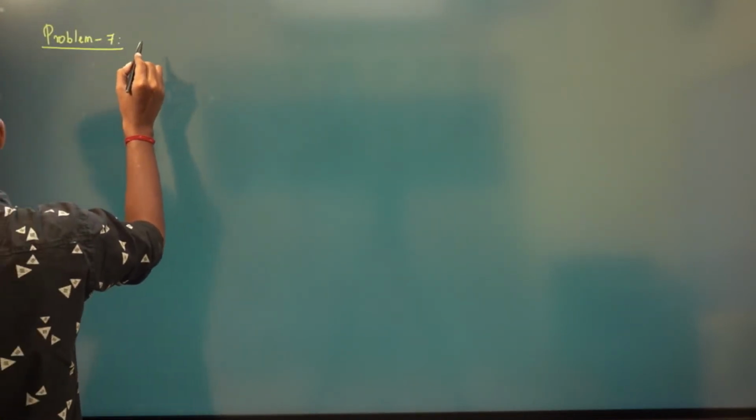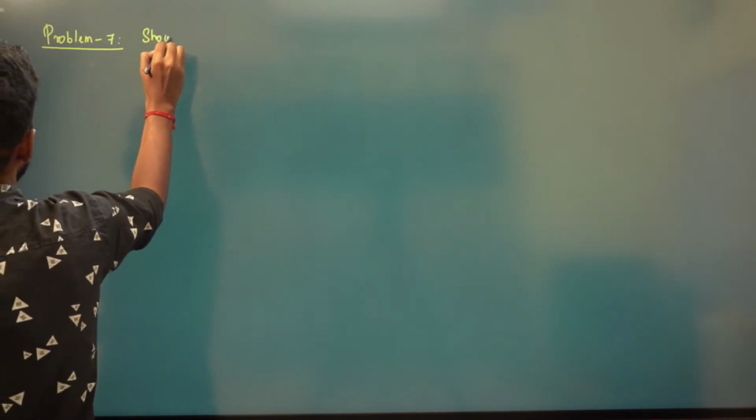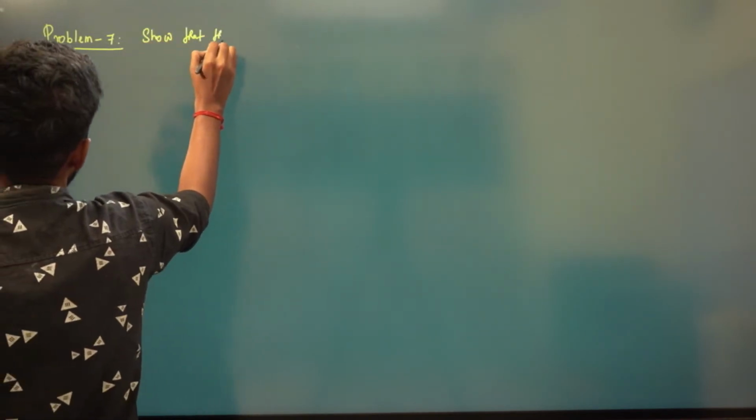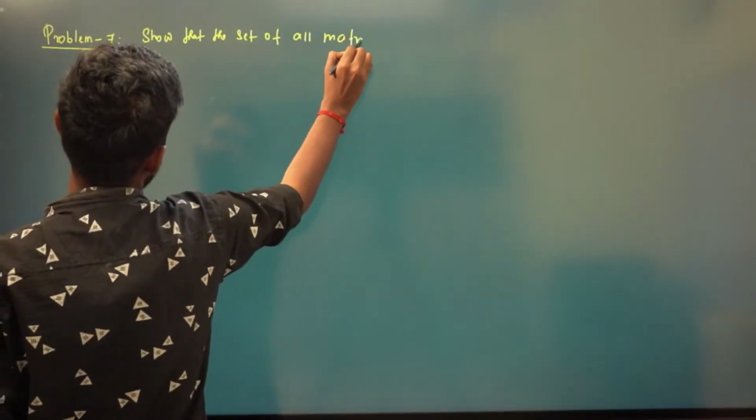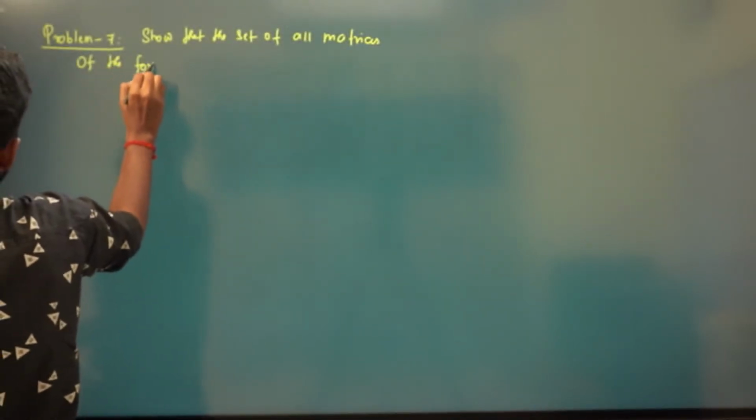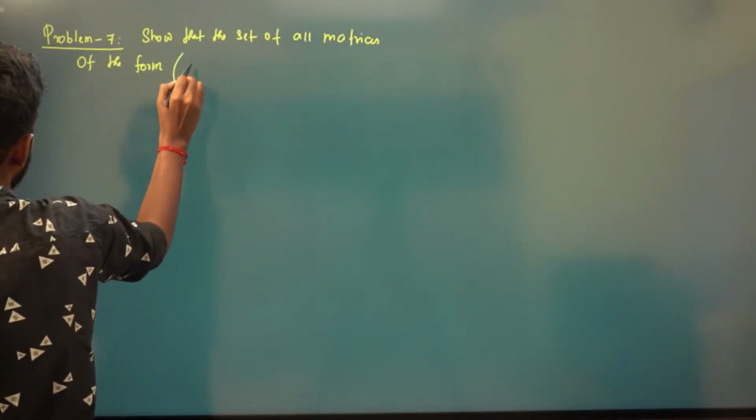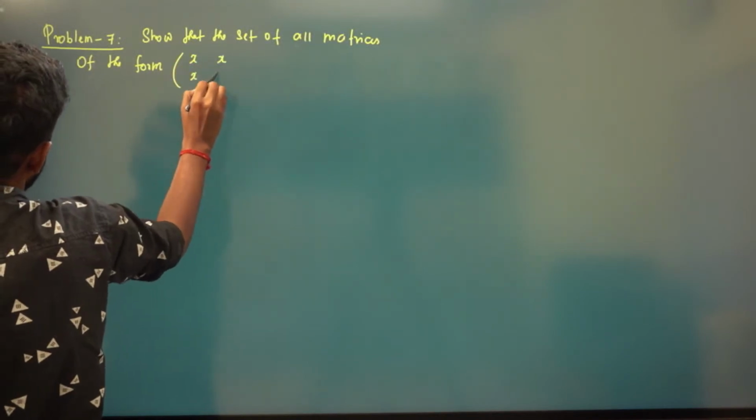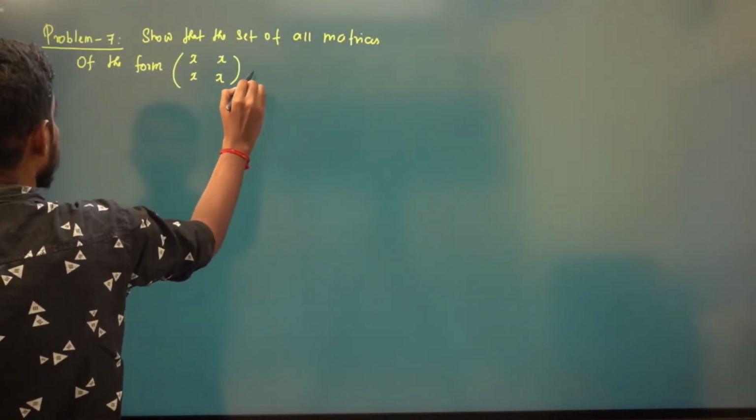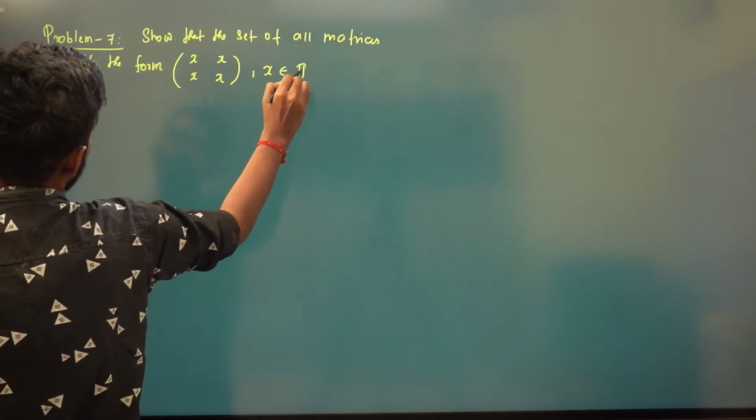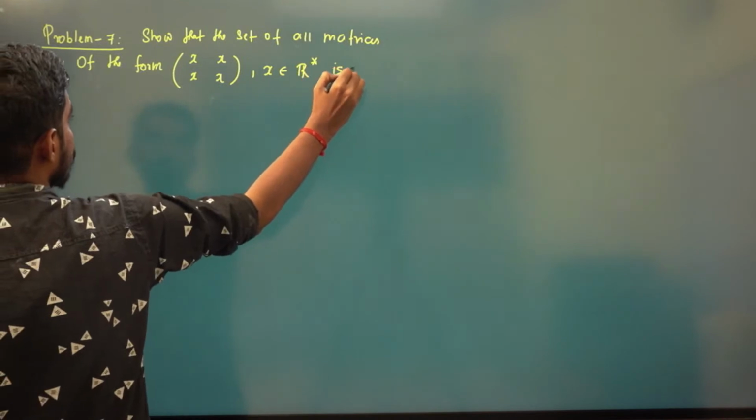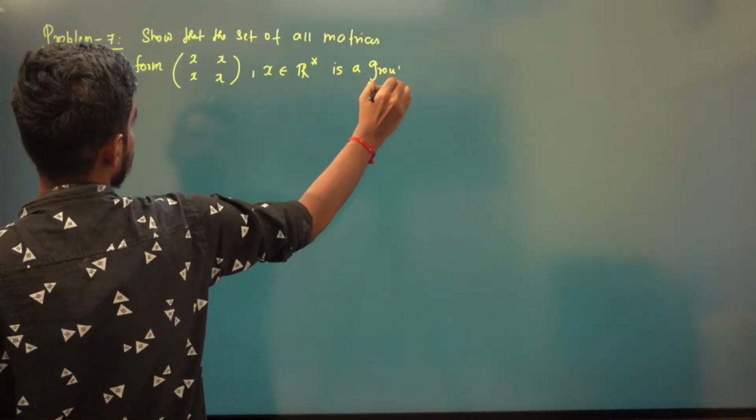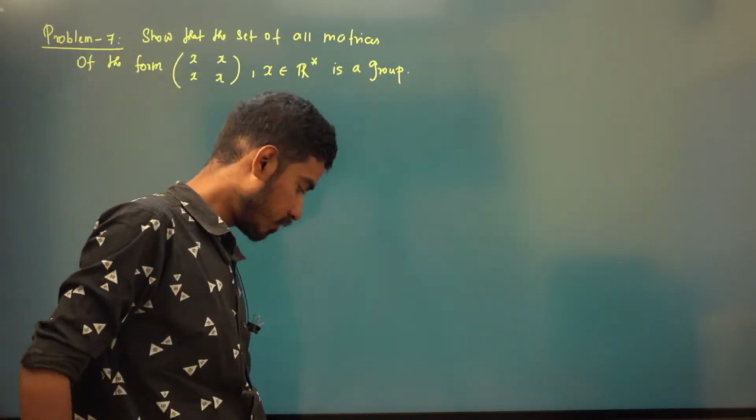So what is the set of all matrices of the form [x, x; x, x], where x belongs to R star, the non-zero real numbers? Is it a group? So we need to show that it forms a group.